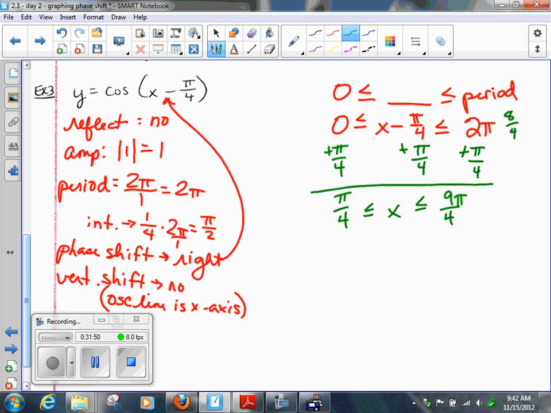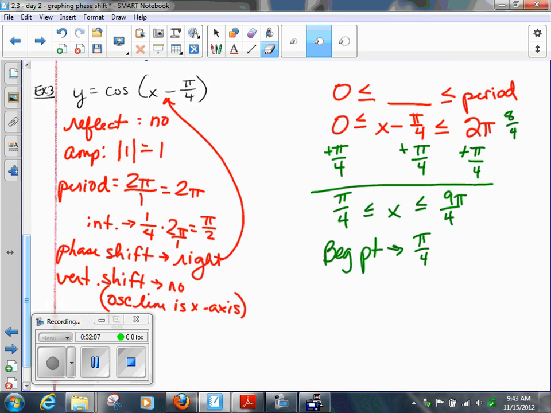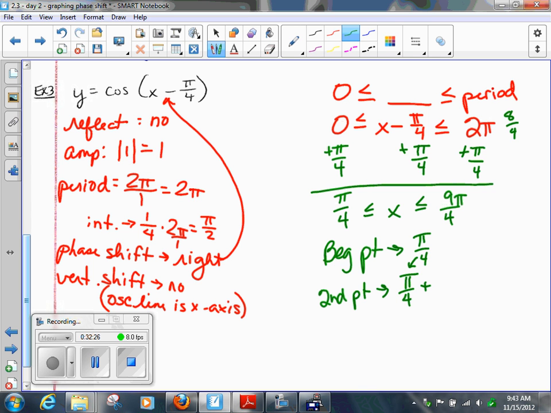Now, this is my suggestion. Your beginning point is pi over 4. What is your interval? That's my first point. My second point is don't tell me what it is, tell me how to get it. Because people can't see your work in your head. How are we going to get it? We're going to take pi over 4, which is straight from the first point, plus, what's our interval? Pi over 2.